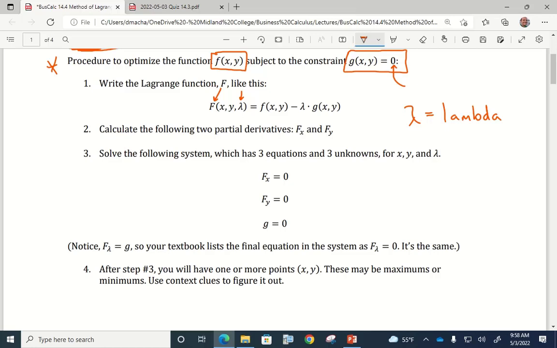x, y, and lambda are my new independent variables. And the Lagrange function is going to be my lowercase f of x, y function, that's the function we're trying to optimize, minus lambda times my g function of x and y. So the lambda shows up here. And this lambda is what we call a Lagrange multiplier. So whenever we talk about the method of Lagrange multipliers, the Lagrange multiplier part of that is the little lambda that pops up right there.